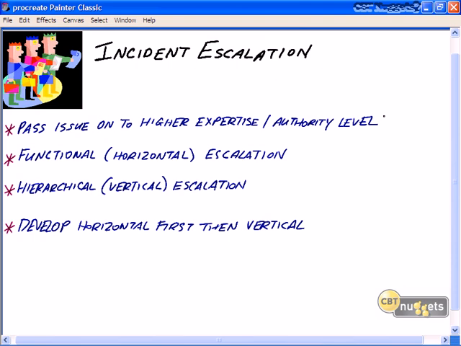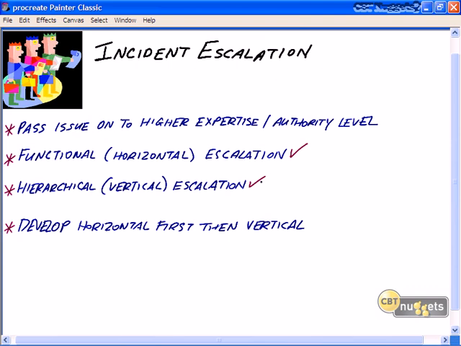Now there's two types of escalation. There's functional or horizontal escalation, and then there's hierarchical or vertical escalation. Functional escalation is the horizontal process of bringing in co-workers, in-sourced, in-house personnel with special skill sets or additional access privileges or just simply more time to deal with the incident. This may go beyond the boundaries of the service desk into other departments or into other business units. So it's a horizontal escalation.